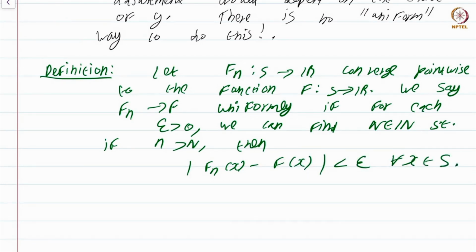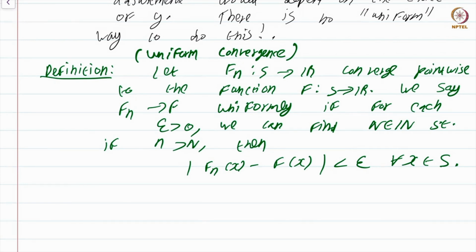The previous definition of pointwise convergence merely said that f n x converges to f of x. Therefore, the choice of n would crucially depend on the choice of x. Whereas in this definition of uniform convergence, the choice of n does not depend on the choice of the point x. You can find a uniform n that works simultaneously for all the points x in S.